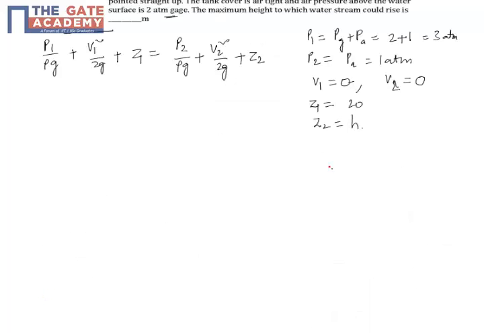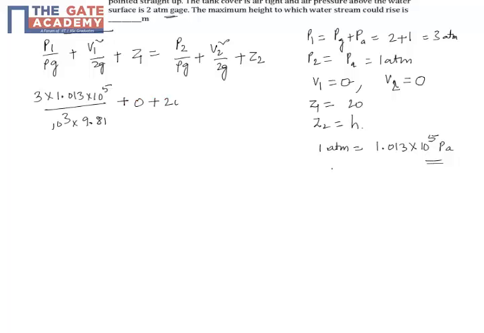Now remember that we have to convert everything into Pascal. So 1 atmosphere is 1.013 into 10 power 5 Pascal. This is something you have to remember while substituting. So P1 is 3 atmosphere, so 3 into 1.013 into 10 power 5 Pascals. The density is 10 power 3 and g is 9.81, plus velocity is 0, Z1 is 20 meters, and P2 is 1 atmosphere.